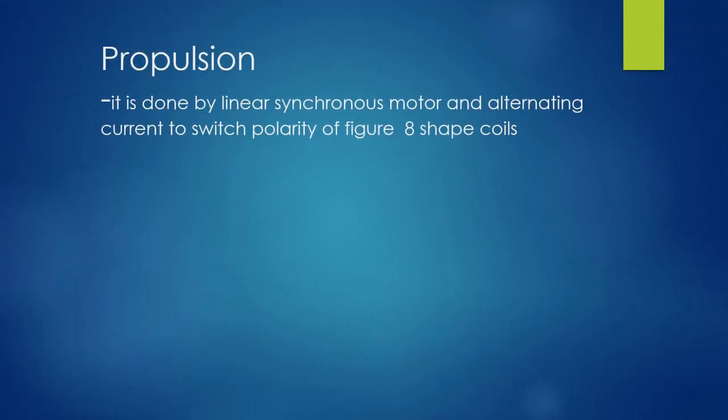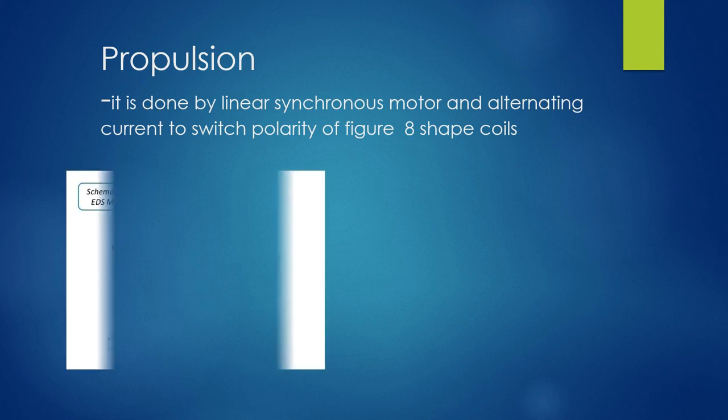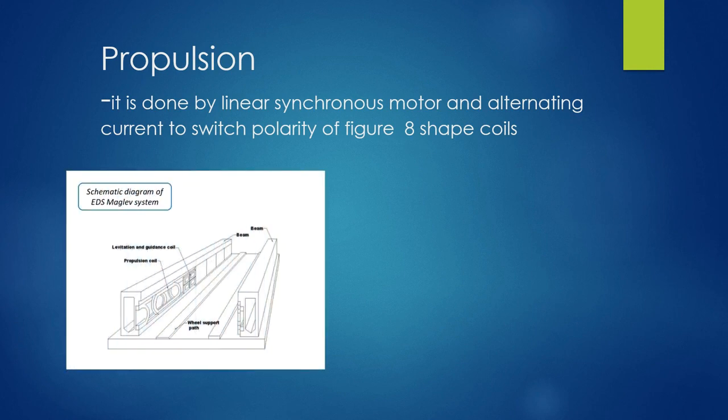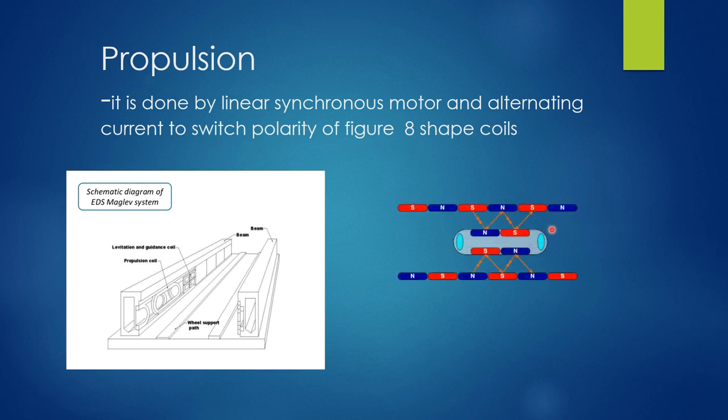So how does the maglev train go forward? It is done by the propulsion system. The propulsion system consists of a linear synchronous motor and also alternating currents to switch the polarities of the figure-eight coils. So this is how it alternates. By the frequency of the AC current, it switches the polarity and hence controls how fast the train moves and how fast it accelerates.